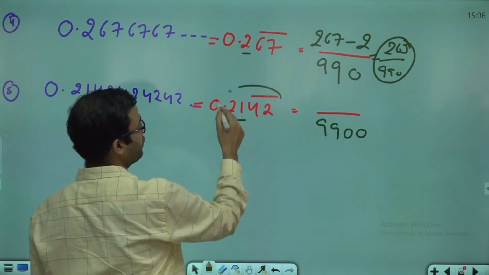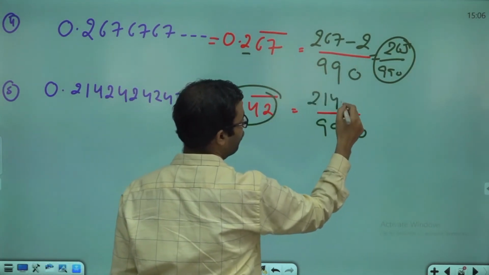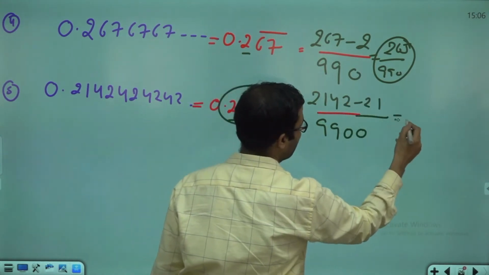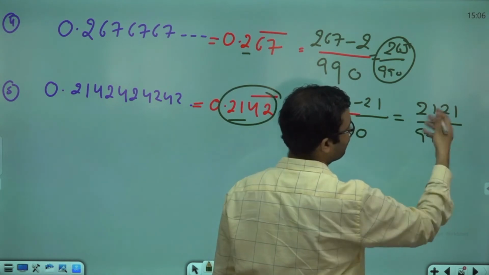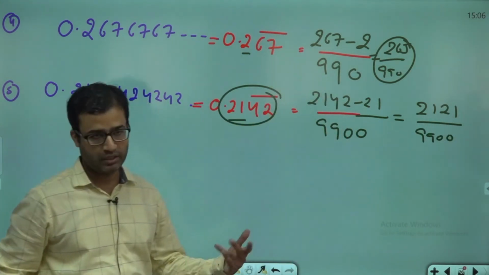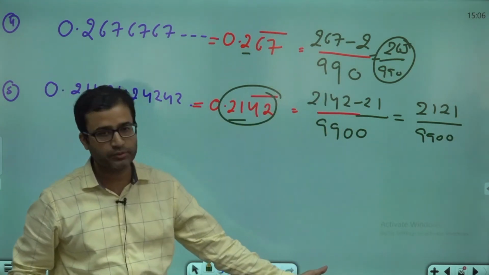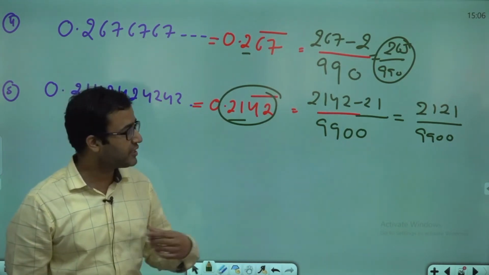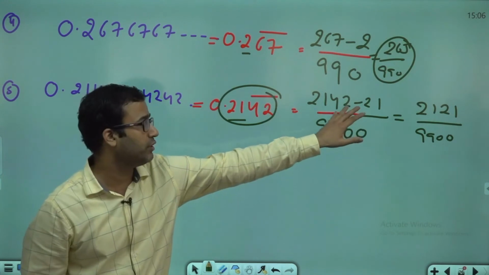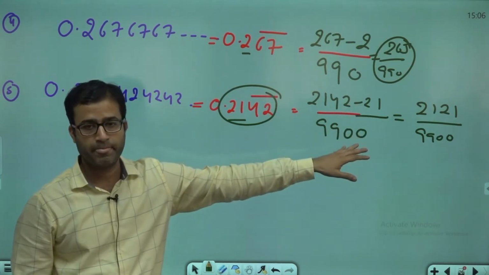Second question, total number is 2142 minus 21. So it is 2121 upon 9900. You can divide it by 3. Later on also you can check if it is divisible, okay. So you can simplify. But as far as the concept is concerned, it is 2142 minus 21.